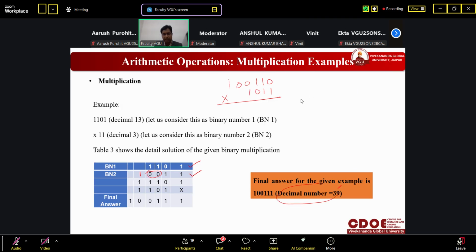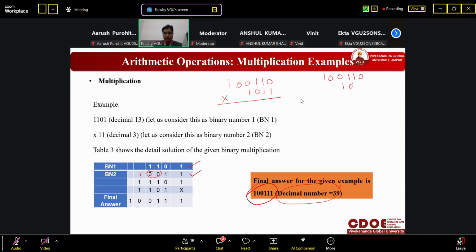Writing this decimal number is not required, so you should not waste your time writing it. This is the main requirement: you have to write this number, 100110.